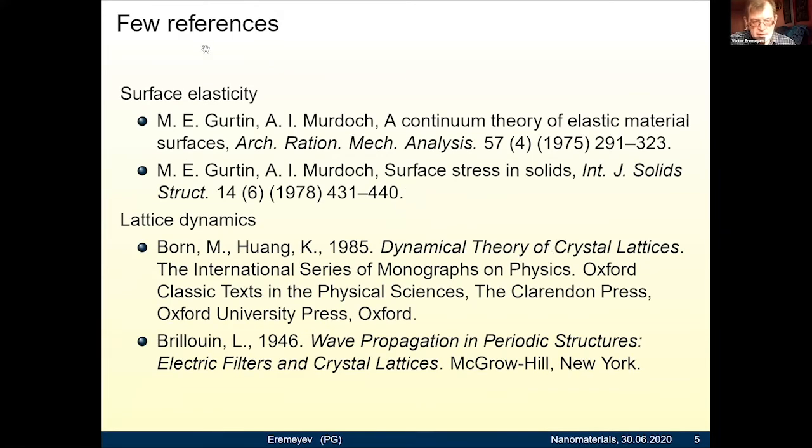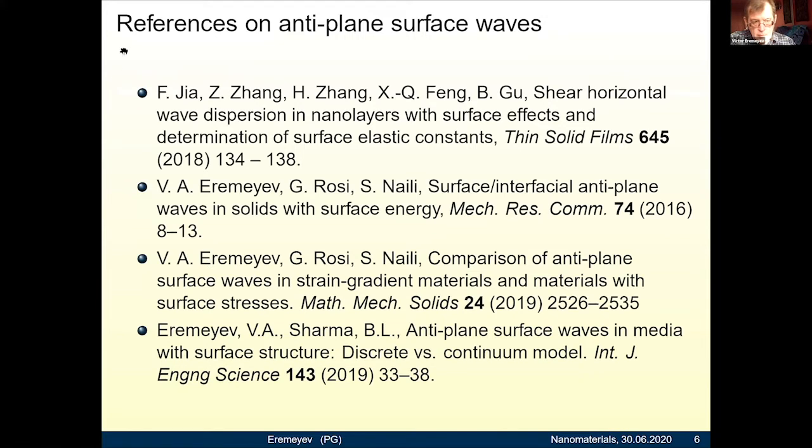Now I switch to mathematics. Before that, a few references. First of all, two papers related to surface elasticity. For lattice dynamics, I refer to the classic books by Born and Huang, and Brillouin, who considered this matter in much more detail. For surface elasticity, it was discovered that there are specific antiplane surface waves. Let me note that in classic elasticity, such waves do not exist. But in media with surface elasticity, with surface stresses, such waves exist, and they are studied in the papers mentioned here.